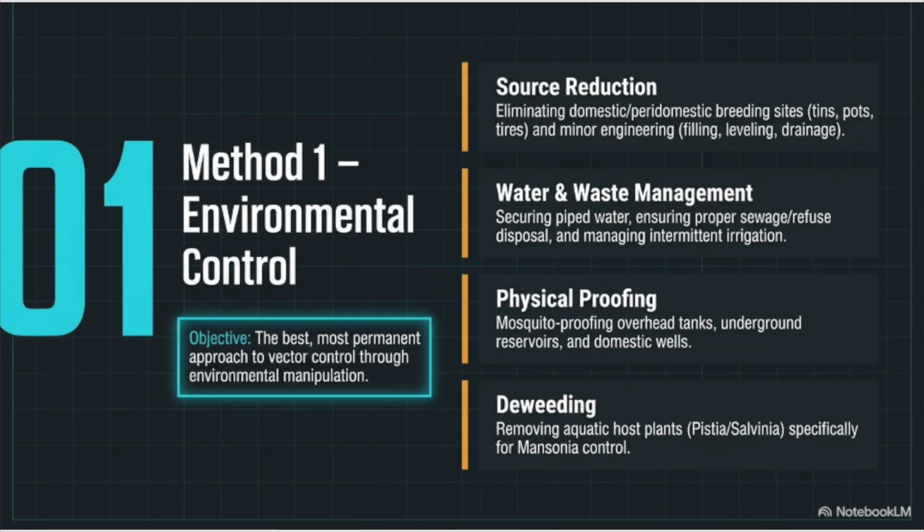It includes water and waste management, securing piped water, ensuring proper sewage and refuse disposal, and managing intermittent irrigation. It includes physical proofing, mosquito proofing overhead tanks, underground reservoirs, and domestic wells, and it includes de-weeding, removing aquatic host plants like Pistia and Salvinia, specifically for controlling Mansonia mosquitoes.